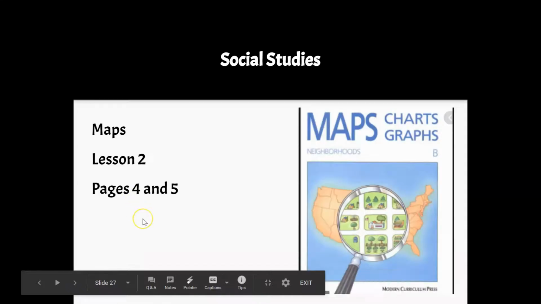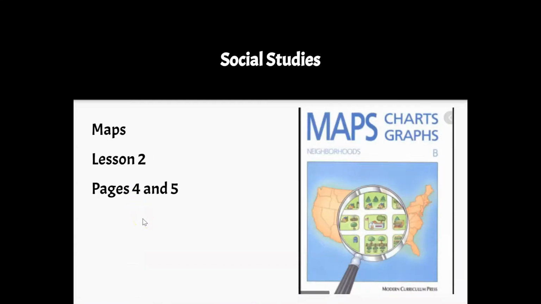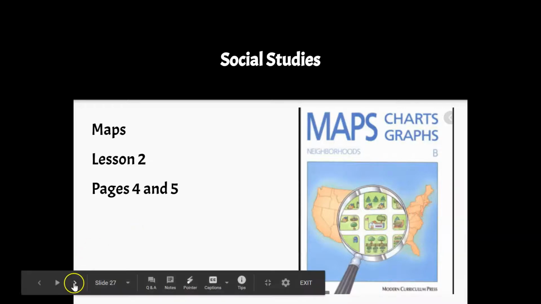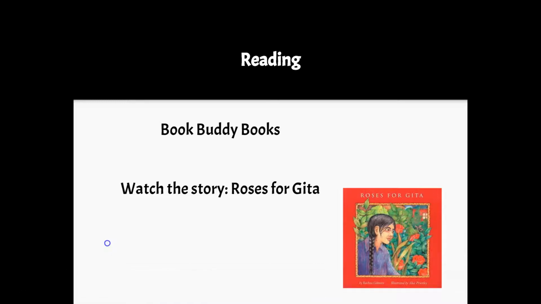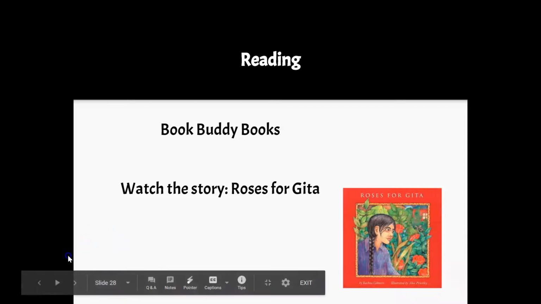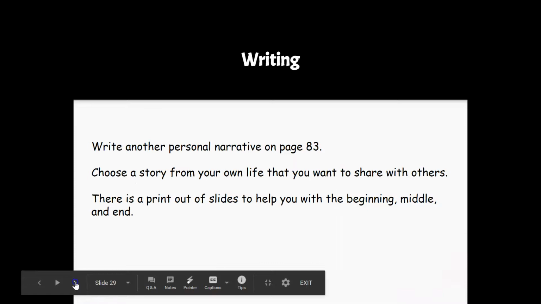And for social studies, you're going to do your MAPS book. MAPS lesson 2, pages 4 and 5. So go ahead and you can work through that. For reading, you can read your Book Buddy books. And also there's a story, Roses for Gita. So you can watch that story. There should be a link for you that you can use.